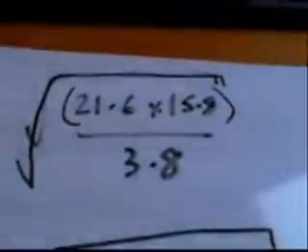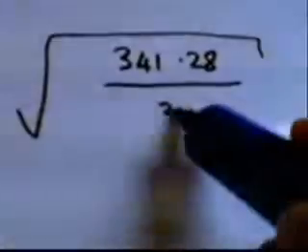So I'm going to type into my calculator 21.6 times 15.8. That gives me, that's in fraction form, so I'm going to change it into decimal, 341.28. So I'm going to put 341.28. The bottom says 3.8.